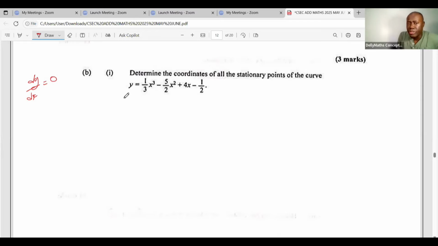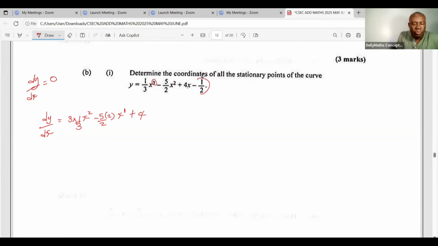So what we're going to do first is to differentiate this. So dy dx. Basically, there is 3 times a third, so we have 3 times 1/3 x squared, because we're going to subtract 1 from that. And then we have minus 5, 2, and then 2 times that times 2. Okay, and then we have x to the 1 because we're going to subtract 1 from that power, plus the differential of 4x is just going to be 4, and the differential of a constant is definitely 0.